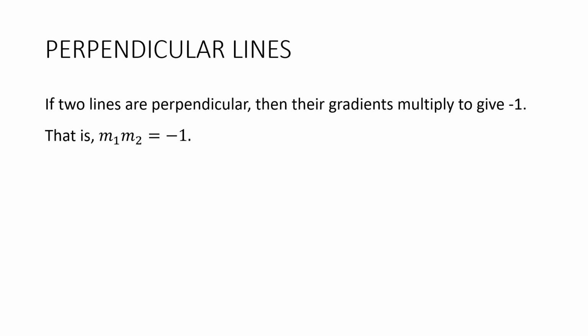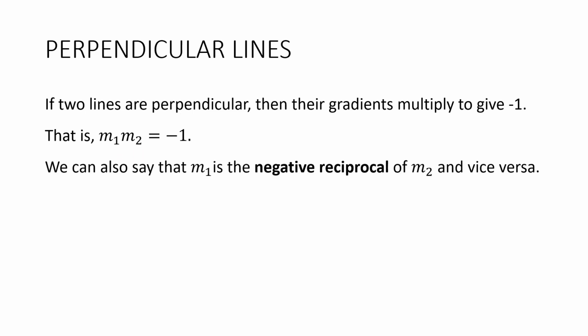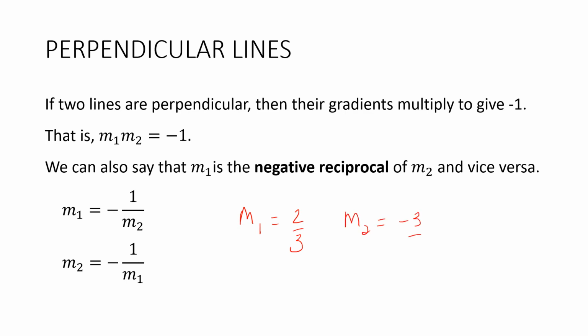If two lines are perpendicular, then their gradients multiply to give -1. We also say that m1 is the negative reciprocal of m2, and vice versa. So for example, if we had m1 is equal to 2/3, then m2 would be equal to -3/2.